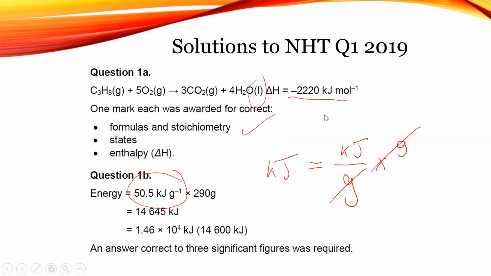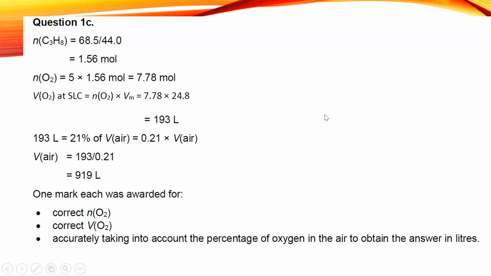So if we go ahead to the answers now, there was the answer for 1C. Hopefully you stopped the video and tried 1C for yourself, and you'll see that the number of mole of oxygen is worked out from the ratio. You don't work it out from the air, you work it out from the ratio, and so we get a volume of 193 litres of oxygen, and it's 21% of the total volume of the air.